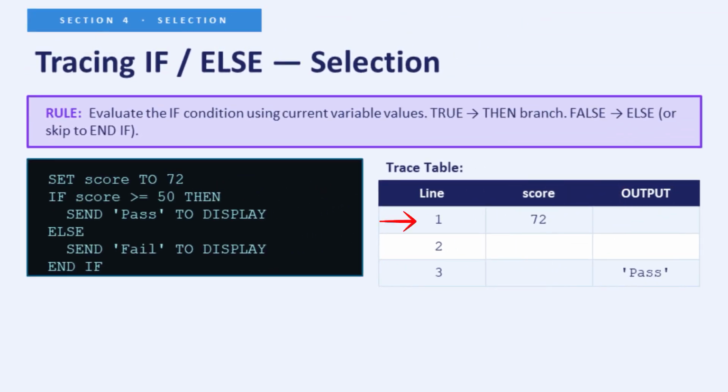Line 1, score becomes 72. Line 2, we evaluate, is 72 greater than or equal to 50? Yes, so we take the then branch. Line 3, we output the word pass. We skip the else branch entirely and jump to end if.